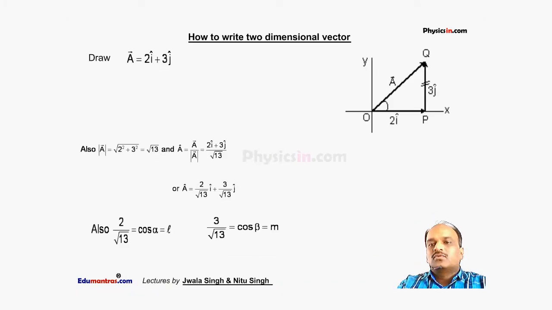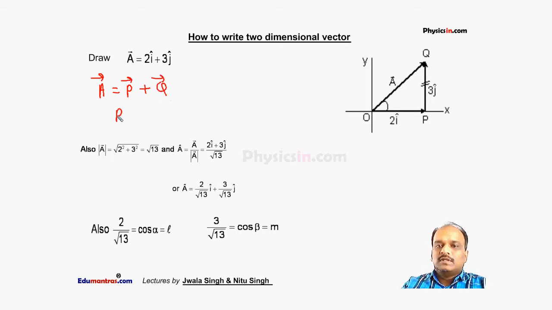Now, how to write two-dimensional vector. As here we have discussed how to write 2 i cap, how to write 3 i cap. Now we'll discuss how to draw vector A, which is equal to 2 i cap plus 3 j cap. Now this vector A can be written as vector P plus vector Q. Now vector P here is 2 i cap and vector Q here is 3 j cap.